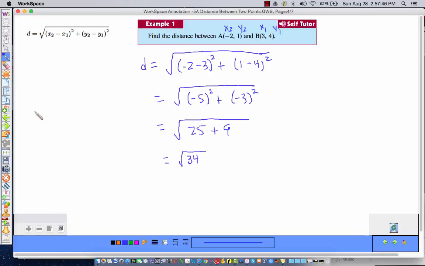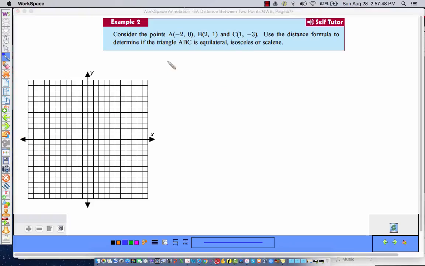All right, so let's take a look at some more examples. Consider the points A, B, and C, and use the distance formula to determine if the triangle is equilateral, all sides equal, isosceles, 2 sides equal, or scalene, no sides equal. So what we're going to have to do is find the distance between each of these points, between A and B, between B and C, and between A and C.